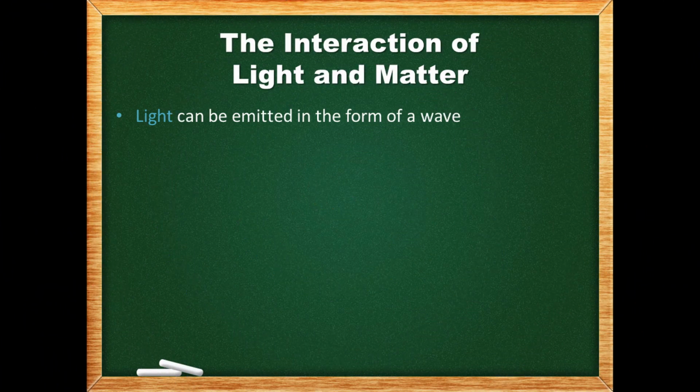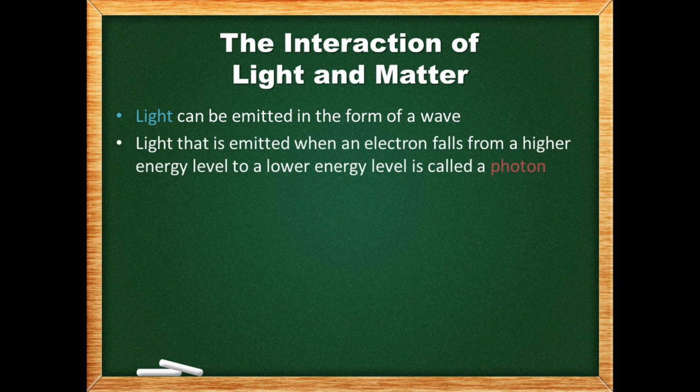Light, which is a form of electromagnetic radiation, can be emitted in the form of a wave from a source and absorbed by various forms of matter. At the atomic level, light energy is released or emitted when excited electrons fall to a lower potential energy state. Light that's emitted when an electron falls from a higher energy level to a lower energy level is called a photon. The energy of a photon is quantized, which means that photons that exhibit a certain frequency of light have a fixed amount of energy.